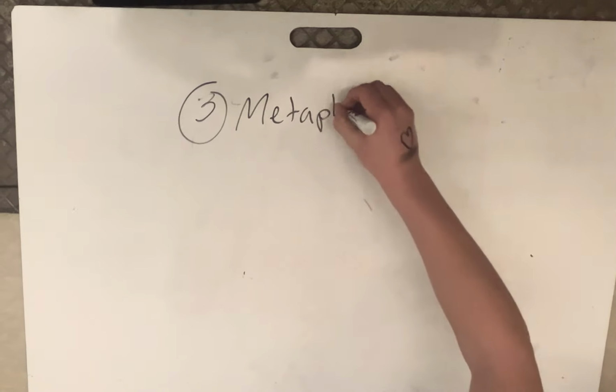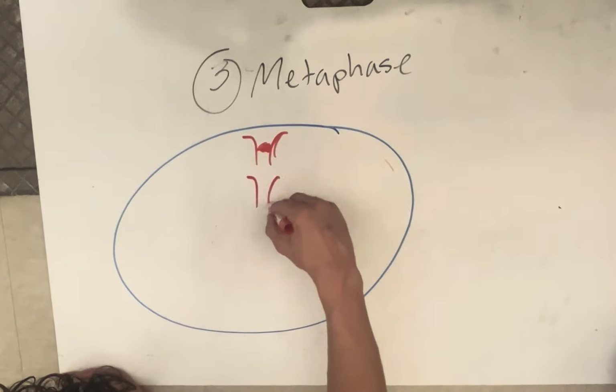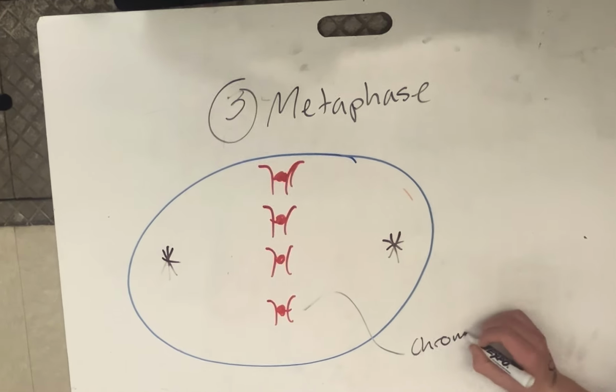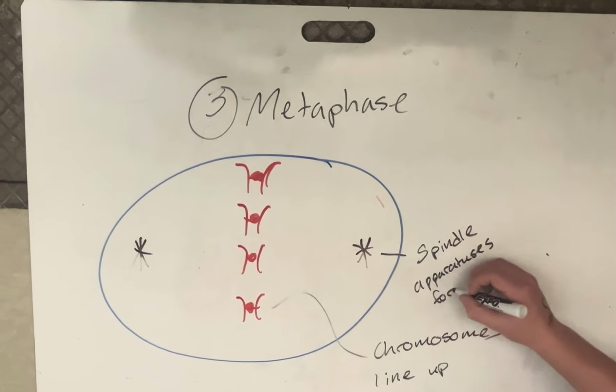The metaphase is when the X chromosomes line up across the equator of the cell. Spindle fibers connect the centromeres of each chromosome. The fibers stretch from the poles to attach to the centromeres.